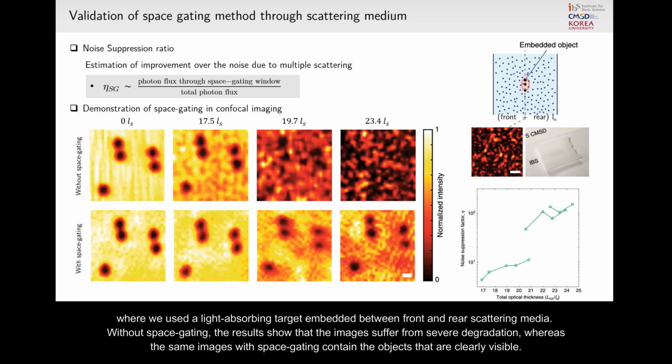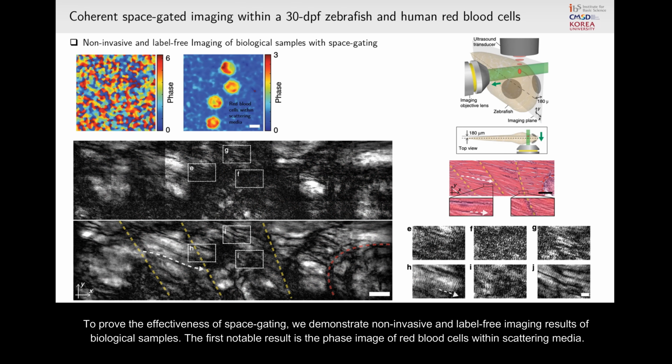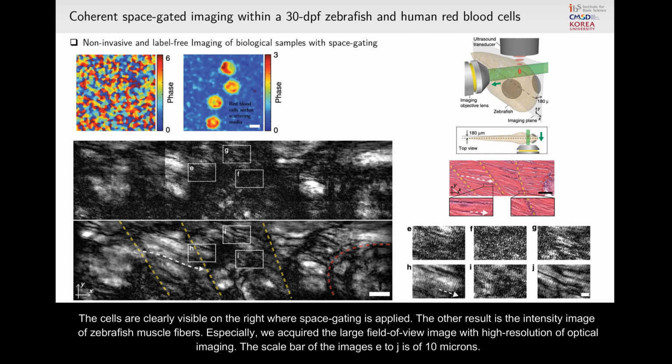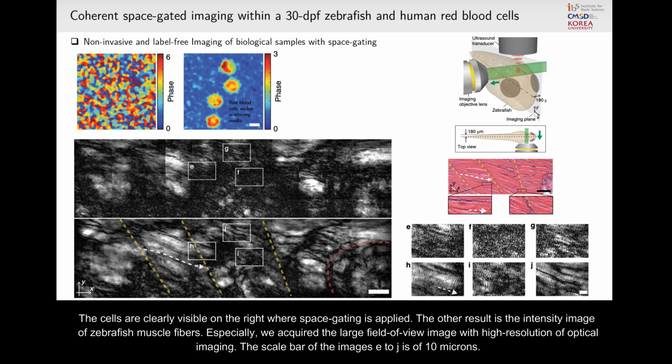Without space gating, the results show that the images suffer from severe degradation, whereas the same images with space gating contain the objects that are clearly visible. To prove the effectiveness of space gating, we demonstrate non-invasive and label-free imaging results of biological samples. The first notable result is the phase image of red blood cells within scattering media. The cells are clearly visible on the right where space gating is applied. The other result is the intensity image of zebrafish muscle fibers. Especially, we acquired a large field of view image with the high resolution of optical imaging. The scale bar of images E to J is 10 microns.